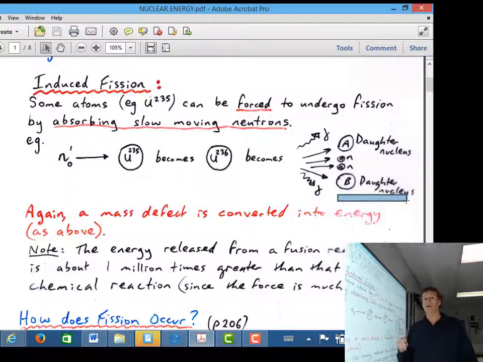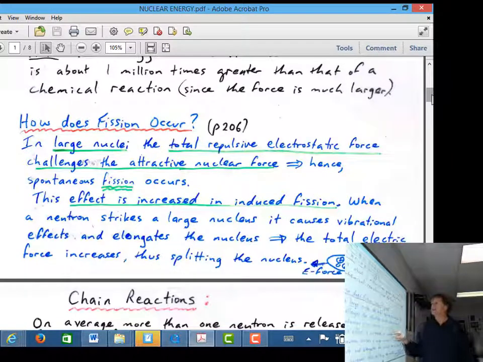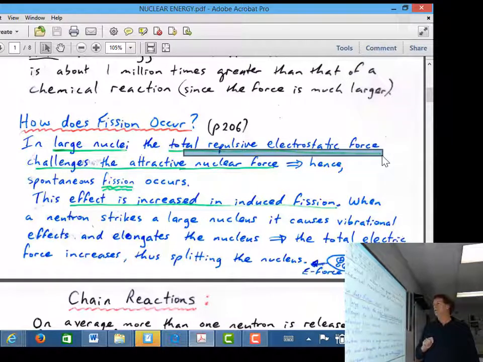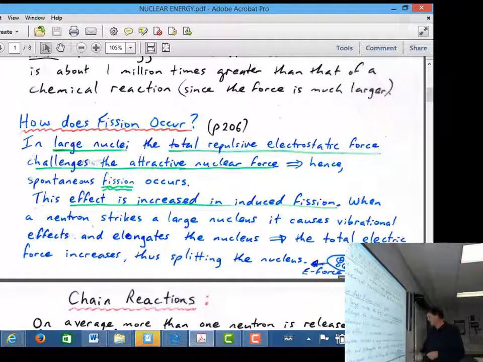So a very small amount of this, say 1 gram of this uranium fuel, will be the equivalent of 1 tonne of coal. Now this fission occurs because very large nuclei have a total repulsive force that's going to challenge the nuclear force. And if that wobbles at any degree and becomes a total force in one direction, it causes the electrostatic force to overcome the nuclear force holding it together, and you get this splitting effect, okay? So you can think of it like that diagram there.